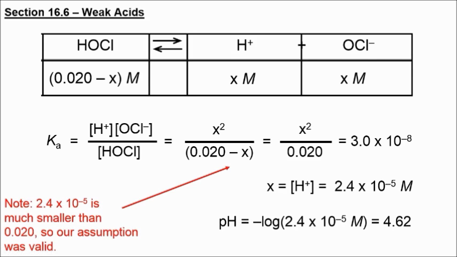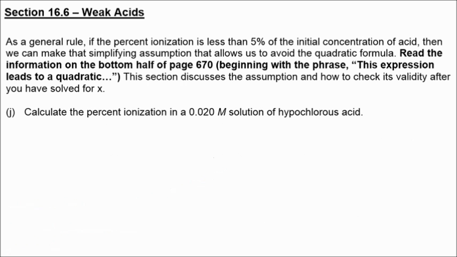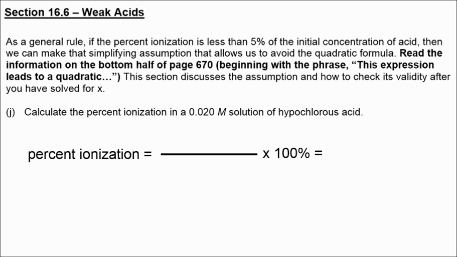As you can see, 2.4 times 10 to the minus 5, which is our concentration of H+, is much smaller than 0.02. So our assumption to ignore the x in the denominator was a valid assumption. As a general rule, if the percent ionization is less than 5% of the initial concentration of the acid, then we can make that simplifying assumption that allows us to avoid the quadratic formula. So let's figure out the percent ionization in a 0.02 molar solution of hypochlorous acid. Remember, our concentration of H+ was 2.4 times 10 to the minus 5, so that gives us a percent ionization of less than 1%, 0.12. So yes, this assumption was valid.